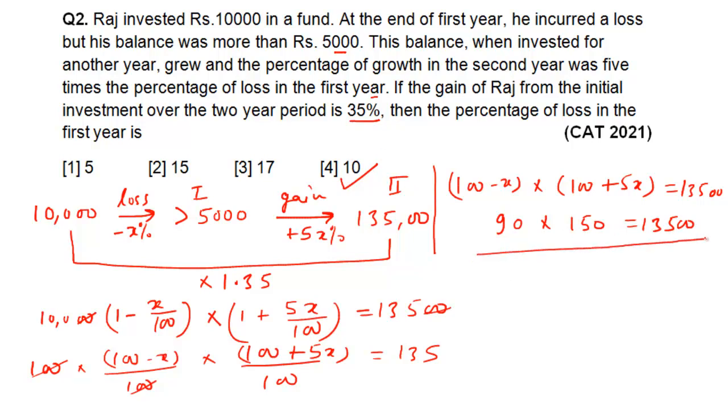Or you can do it from here itself. If you put this value 10 here, then from 10,000, a 10% decrease will give you 9,000. And from 9,000, a 50% increase: 9,000 plus 4,500 is 13500. So either way, option 4 is correct.